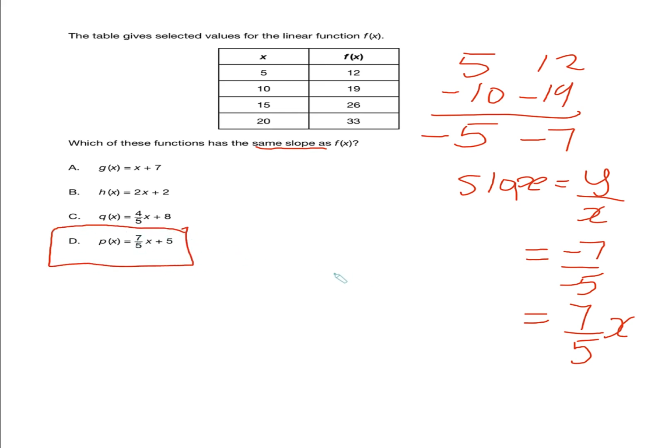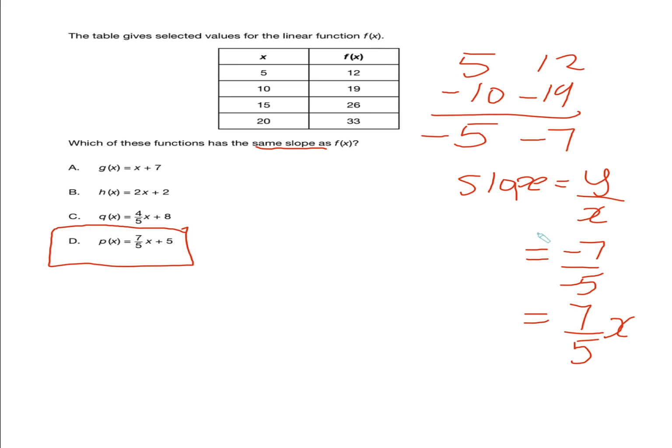If you're ever given a table and they ask you to find the slope or rate of change, remember, pick two rows, line them up, subtract, and then remember slope is the change of y over the change of x. And also be careful with your operations with integers.